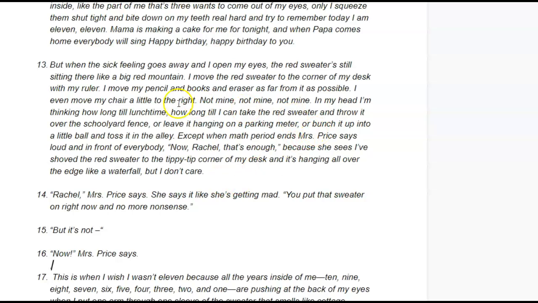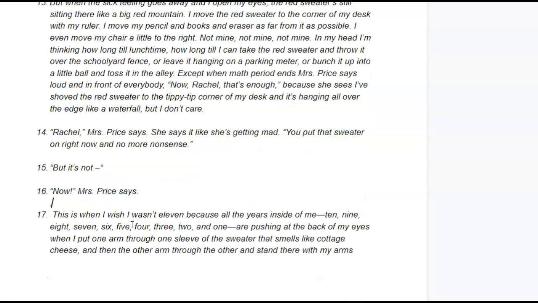And then Ms. Price is noticing that she's not wearing the sweater, and she tells Rachel, you put that sweater on right now and no more nonsense. She's trying to say it's not hers, but Miss Price is like, you put it on now. And so that's how Rachel dealt with this sweater. Miss Price forced her to wear this sweater.